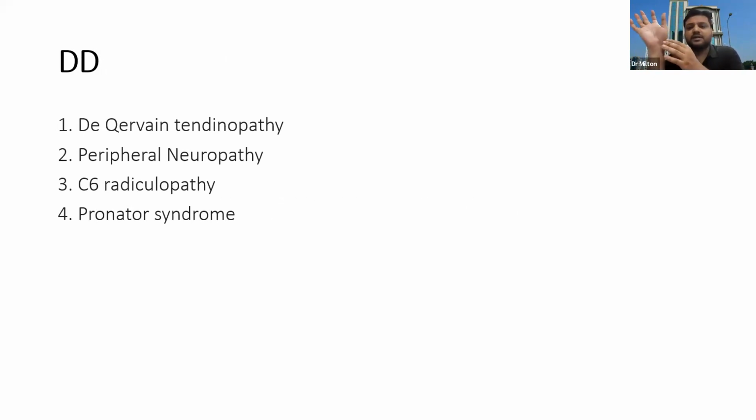Another is the first base of the metacarpal bone, also degeneration, so it may be an osteoarthritic change also. Another is peripheral neuropathy. If the patient has had diabetes for a long time, it may mimic with numbness, paresthesia, and burning sensation also.